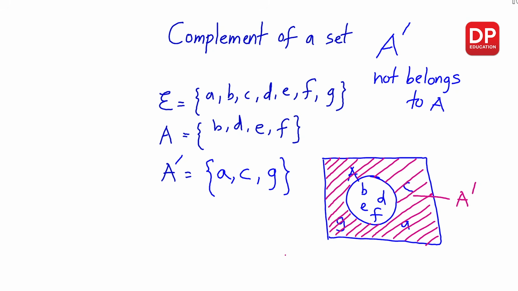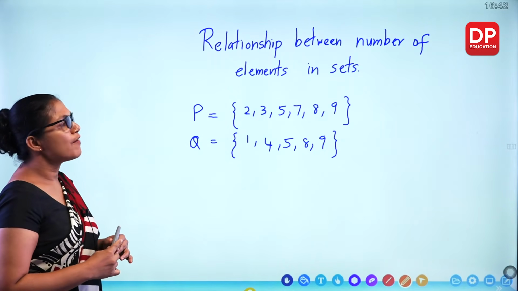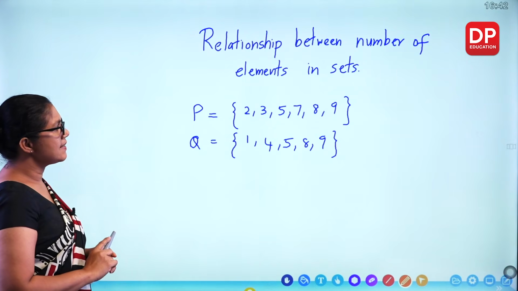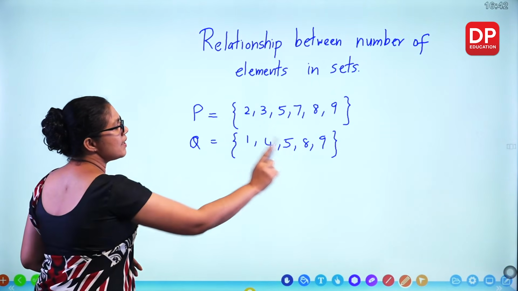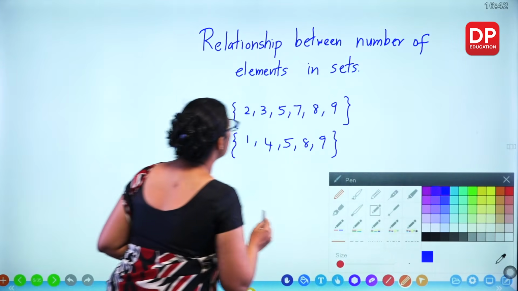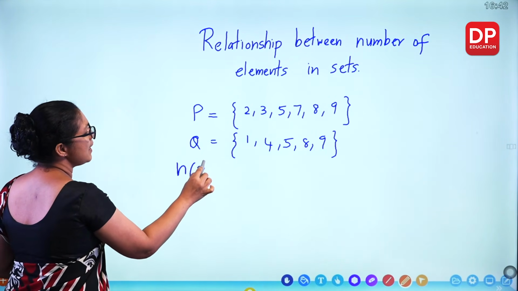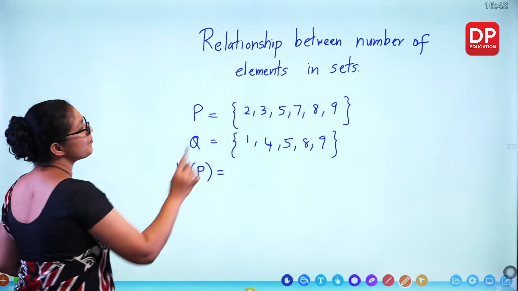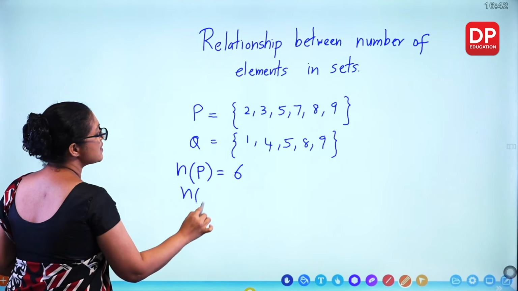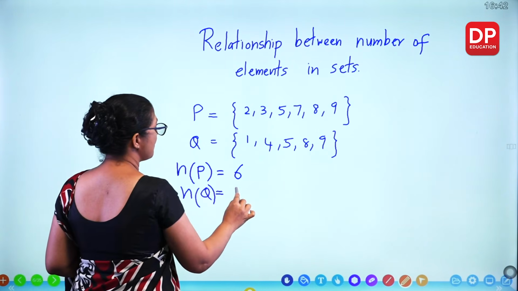Now we'll try to find out the relationship between number of elements in sets. Look at this example. P is that and Q is this. So we need to find out these ones. Number of elements in P: 1, 2, 3, 4, 5, 6. Number of elements in Q: 1, 2, 3, 4, 5.